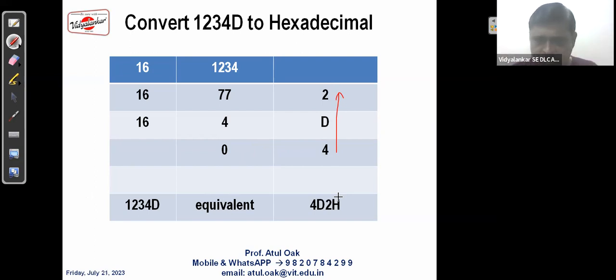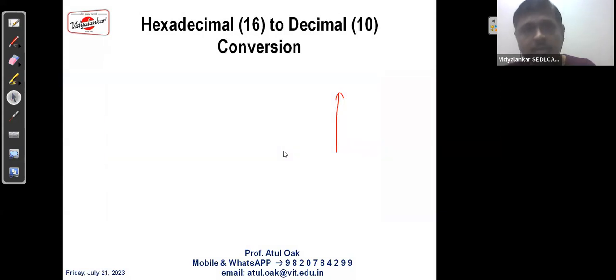So the process is not difficult. The only point you need to understand is your remainder. If it exceeds 9, you have to represent it by an alphabet. That is the extra requirement. The rest is almost identical. Now let's go for the opposite conversion, that means hexadecimal to decimal.